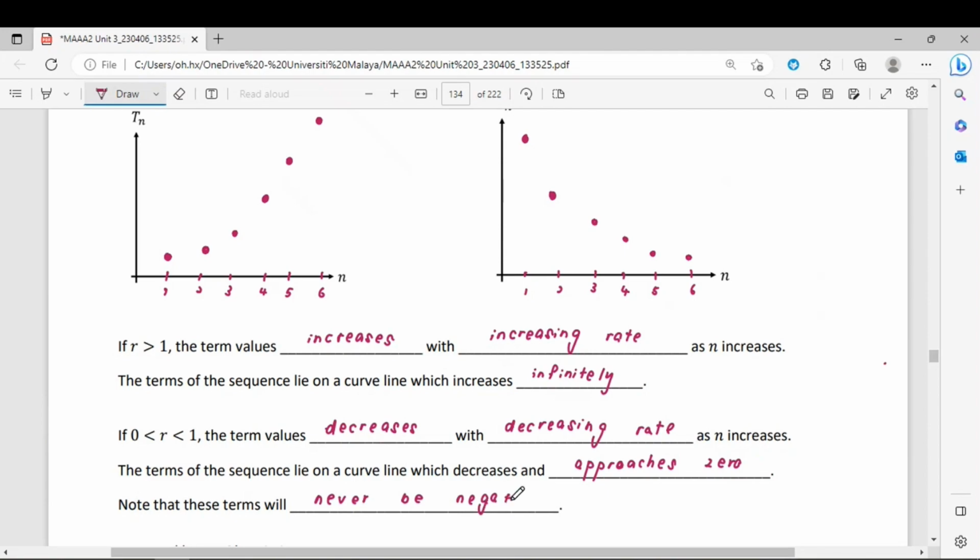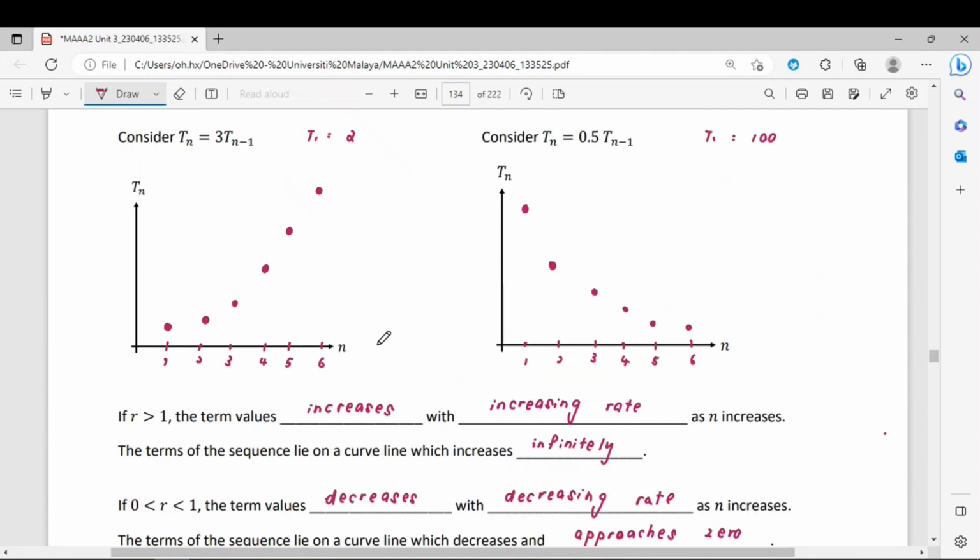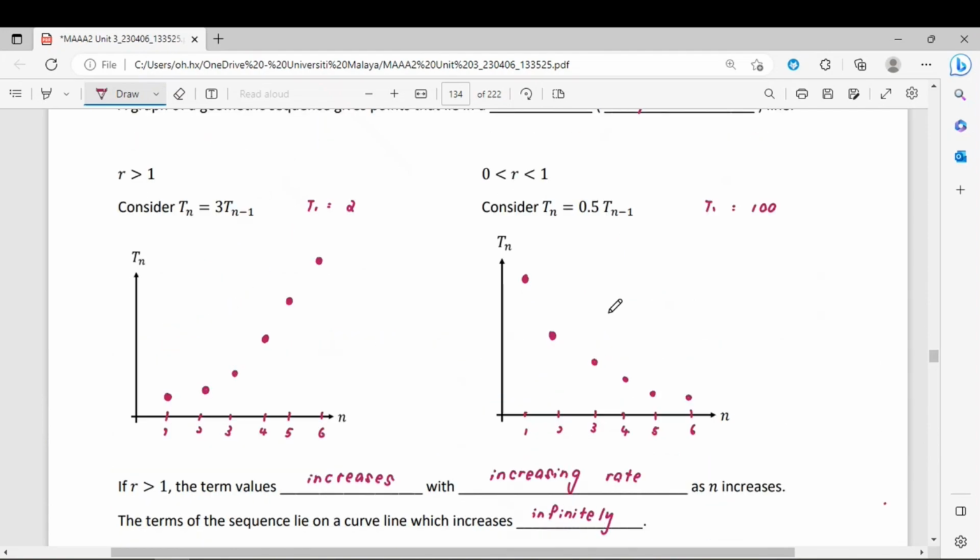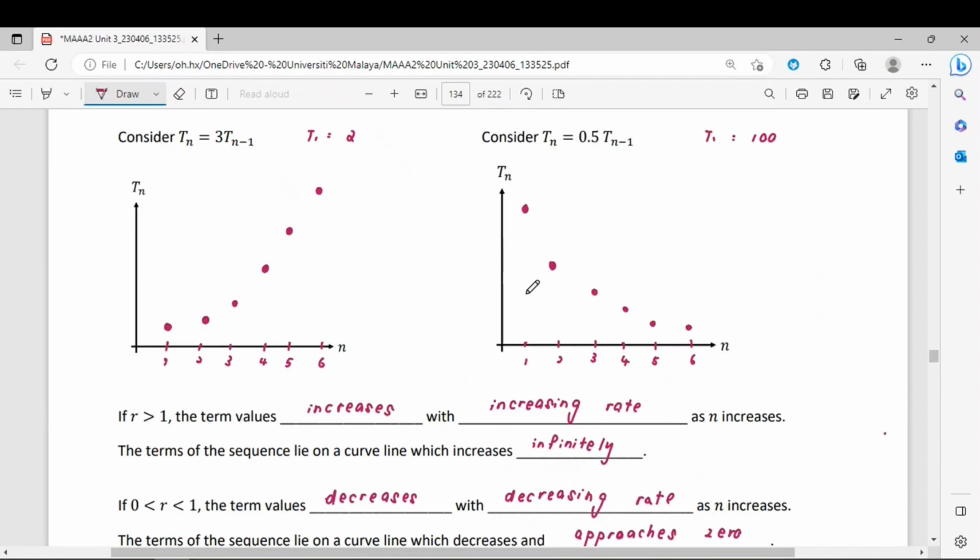Okay, so this is the first type of graph that we are looking at. Basically, we are looking at a positive ratio. Either the ratio is a number greater than 1, or the ratio is between 0 and 1. These two are more common in terms of application, because normally you get a positive ratio. Okay, so that's the first part.